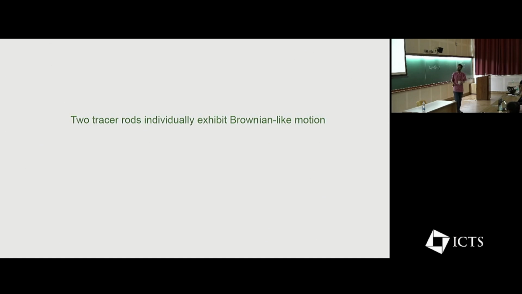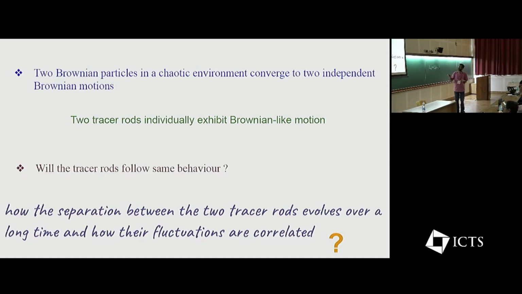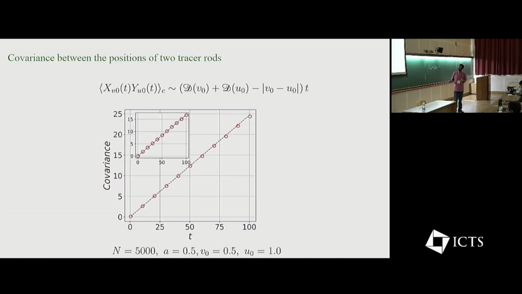So we know that. As we discussed, individually the tracers exhibit Brownian-like motion, so one can generally expect that the tracers will follow the same behavior. But the question is: is it so obvious, or is it true? For that, we calculate how the separation between the two tracer rods evolves over time and how their fluctuations are correlated. First, we compute the covariance between the positions of the two tracer rods in terms of the diffusion coefficient, and we also compare it with the numerical results.